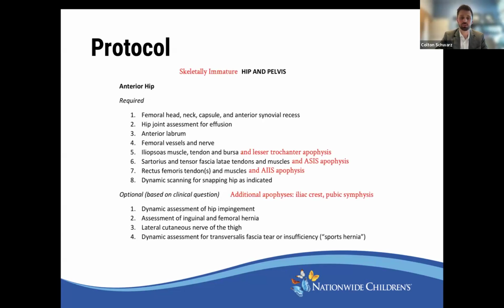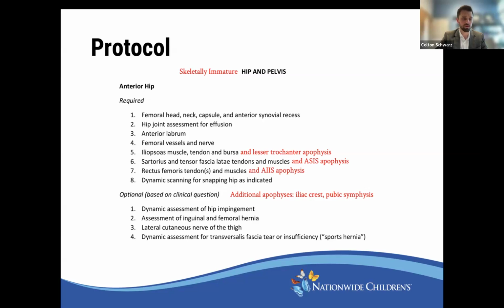Additionally, I'll say that when you're scanning the anterior hip in a skeletally immature patient, it's important to expand your exam beyond just the muscles and tendons. You should evaluate the nearby apophyses, particularly the ASIS, AIIS, and lesser troch apophyses. These sites are commonly overlooked, but they're really key when evaluating for apophyseal injuries.